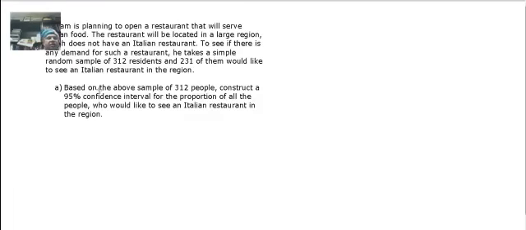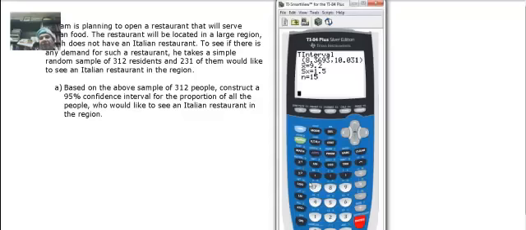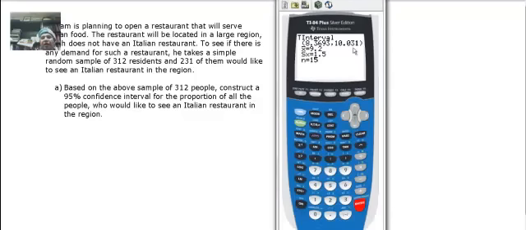So we have this here. Somebody is trying to open a new business, right? And they would like to know how many people want to see such a new business, through a survey. In the survey, 231 out of 312 people wanted to see such a business there, right? Everybody with me? So what happens? We have to compute a 95% confidence interval for the proportion here, right? Are we good on this?